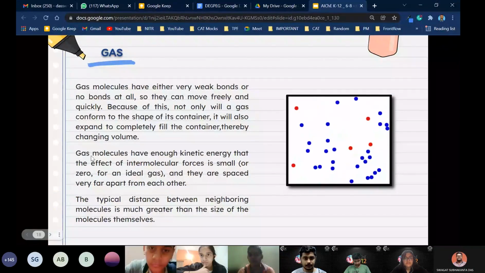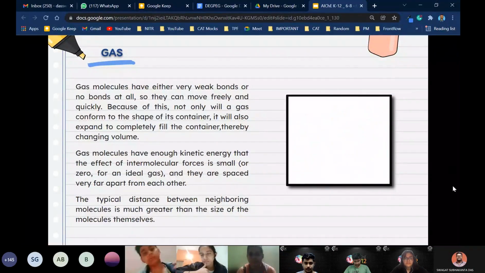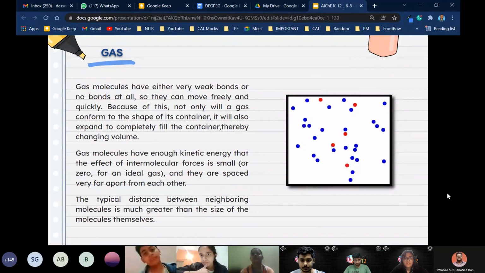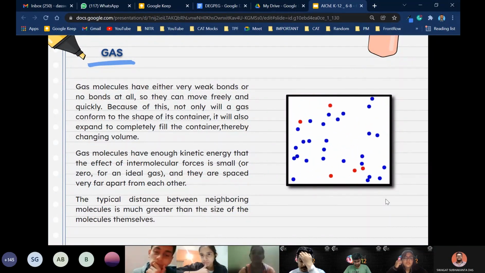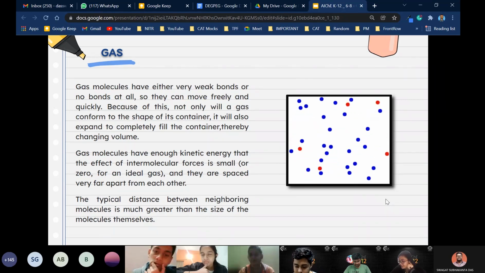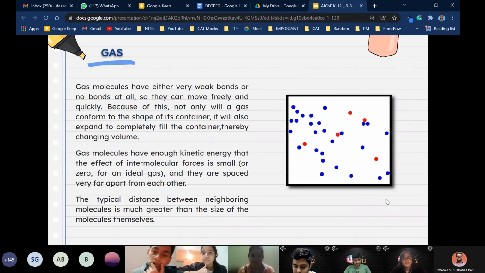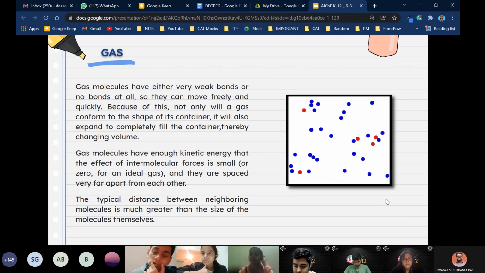Gas molecules have either very weak bonds or no bonds at all. So they can move freely and quickly. Because of this, not only does a gas conform to the shape of the container, it will also expand to fill the container, thereby changing the volume.